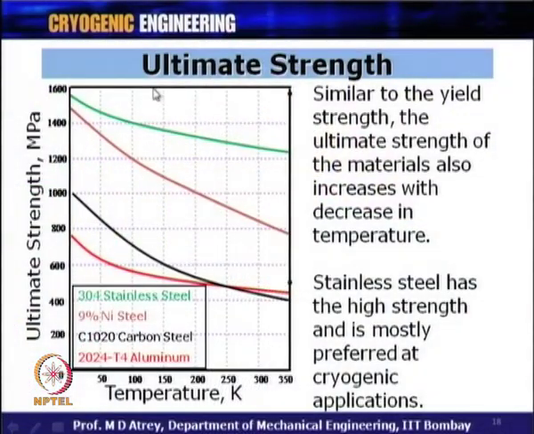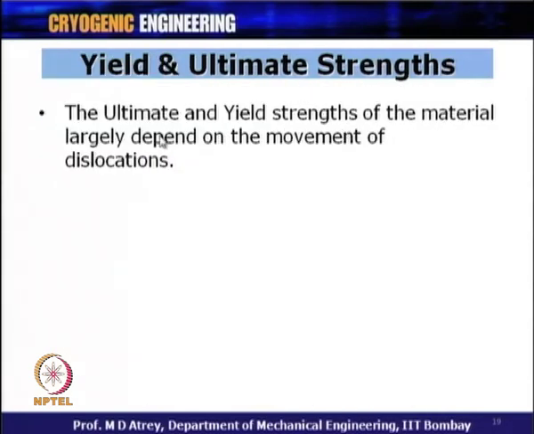Right, having studied this ultimate strength and yield strength behavior at low temperature, let us try to understand why it happens like this. Ultimate and yield strengths of the material largely depend on the movement of dislocations. We have earlier studied the movement of dislocations and its relation with the slip planes and with the lattice structure.